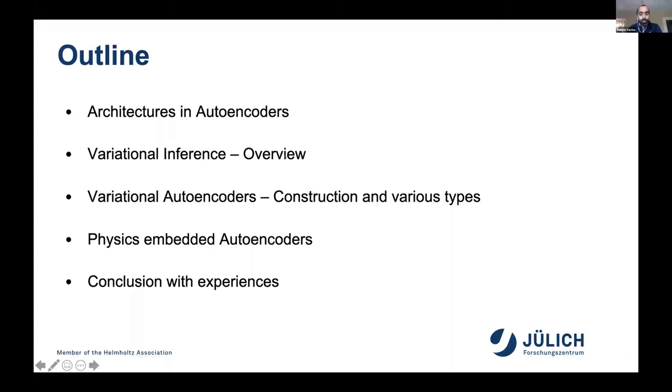After that, I would give an overview of variational inference. Variational autoencoders derive their theoretical background from the statistical field of variational inference, so I think it's important to understand where it came from. Then we would look at the construction of the variational autoencoder itself, and there are also various types in terms of the architecture of how you can design it.